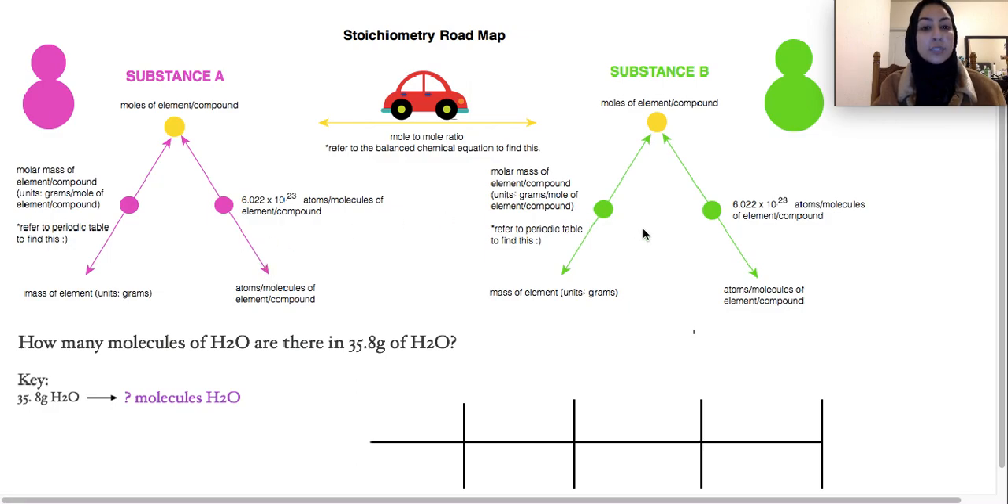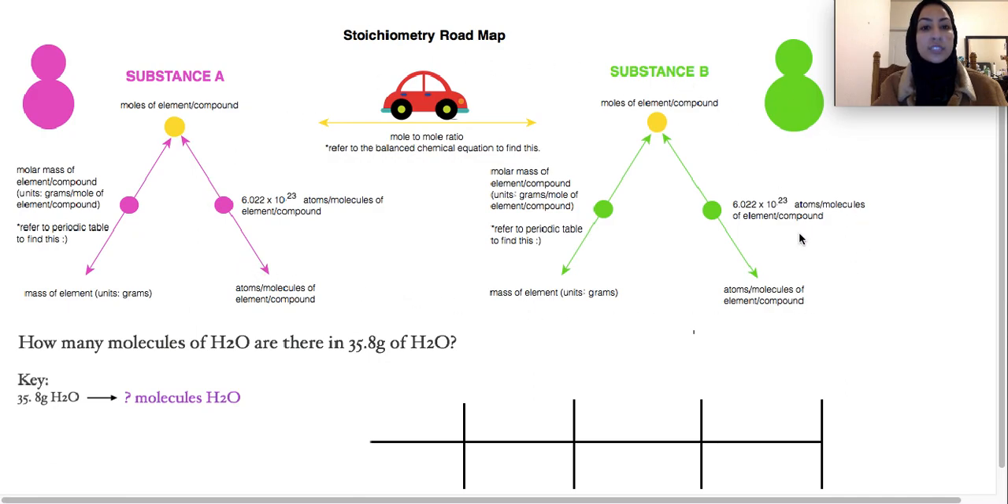Okay? Same thing with substance B. I can either go up or down or up. If I want to go from atoms to mass or mass to atoms, I have to go up or down, up, down. Okay? And if I want to make a conversion between substance A and substance B, remember I have to go to the yellow dot first, cross the bridge, and get to the next yellow dot. And the bridge here tells me mole to mole ratio, refer to the balanced chemical equation to find this. So I'm going to give you guys practice problems where you can actually see this, and hopefully it makes a bit more sense. But that's your diagram, okay?